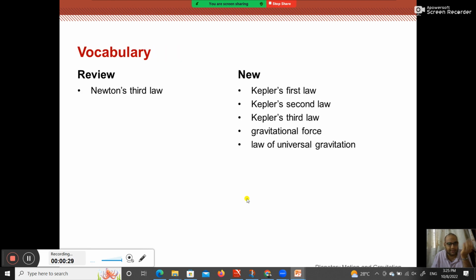Planetary motion can describe the motion of planets around the earth by three laws: Kepler's first law, second law and third law. وفي الاخر بندرس حاجه اسمها gravitational force واللو اوف يونيفرسال جرافيتيشن.